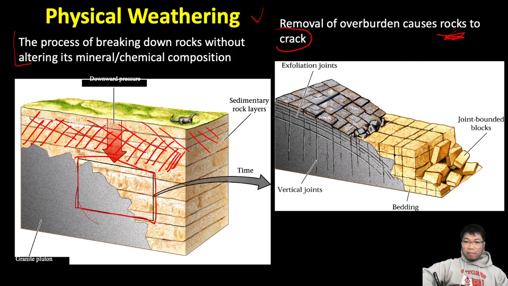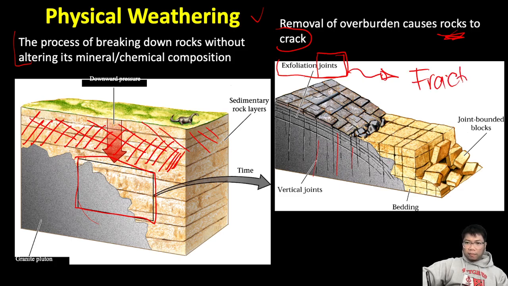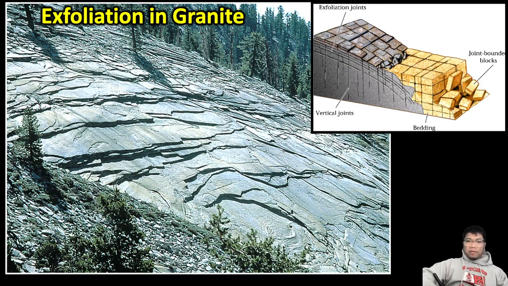In this example, we will see exfoliation fractures, vertical joints, or horizontal joints. By the way, when we say joints, this simply means fractures or cracks within rocks. This is an example of exfoliation in granite. As you can see here, exfoliation joints look like onion skin that has been peeled off. That is what we call exfoliation joints.